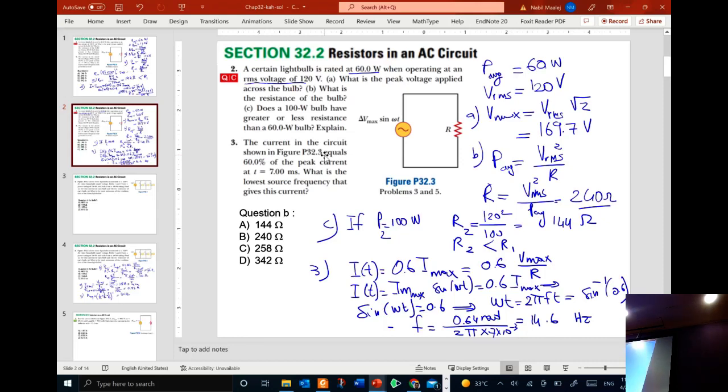Part B, the average power is V_RMS squared over R. So R is going to be V_RMS squared divided by the average power. V_RMS is 120 squared divided by the average power, which is 60 watts. You find that the resistance is going to be 240.